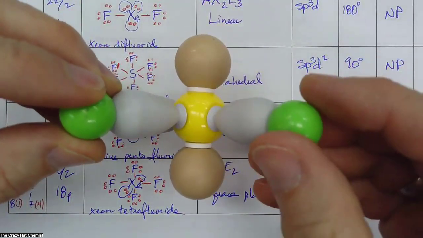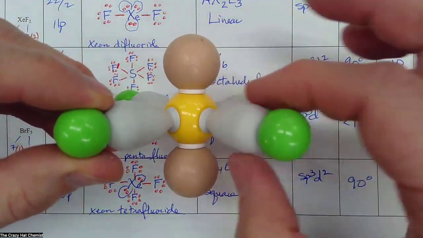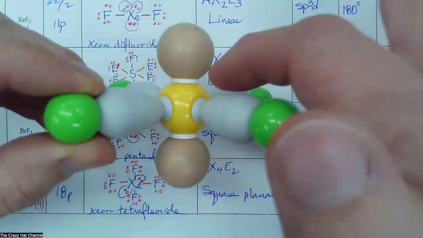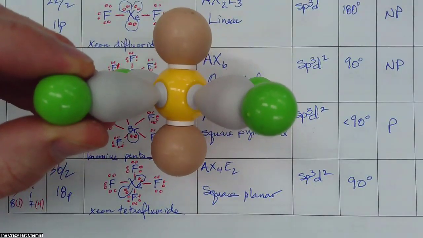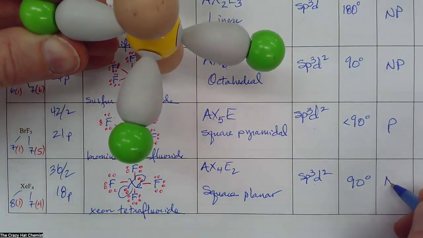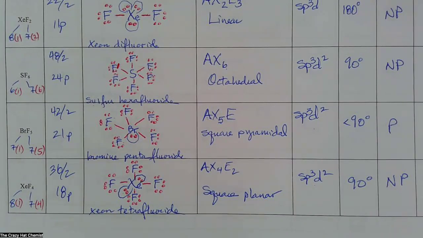Someone's going to ask me, well, Mr. Crazy Hat Chemist, why didn't you put the lone pairs right next to each other? That's because lone pairs need lots of space, so they're not right next to each other. That's why they're opposite, and that's why this is symmetrical. So this is no party, non-polar. Hopefully that's looking okay for you.